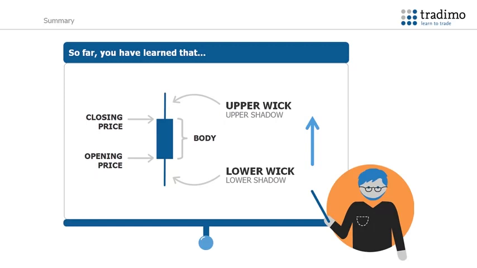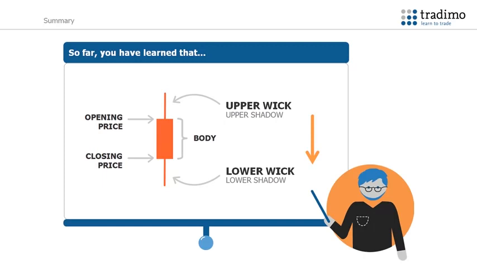The wicks of the candlestick represent the highest and lowest price for that period. The bullish candlestick shows that prices have gone up during the period it formed. Hence it has the opening price at the bottom and the closing price on the top of the body.